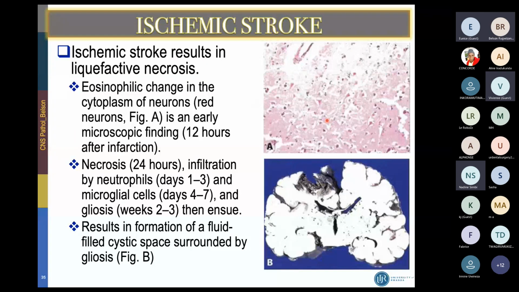So necrosis happens in 24 hours. Infiltration by neutrophils day 1 to 3, and the microglial cells day 4 to 7, and the gliosis above these 2 will issue. So this timing is very important, especially when you will be dealing with forensic cases.